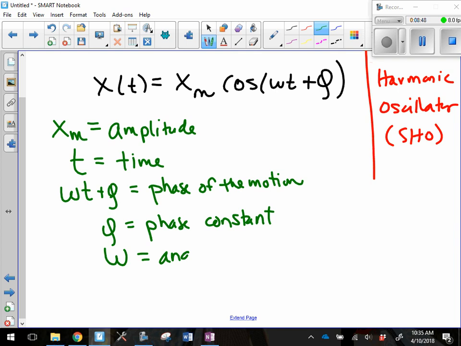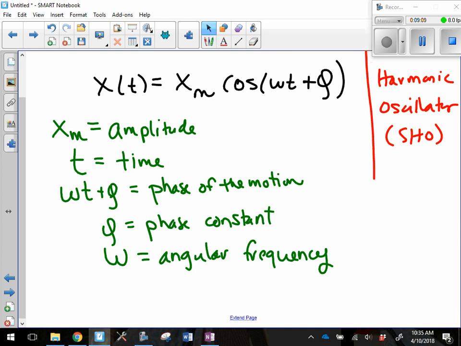And omega is what we call the angular frequency. But it will kind of end up relating to things. Sometimes we'll use it as angular frequency, sometimes we'll use it as angular velocity. It'll end up having the same value, and if you think about it, it's kind of the same idea.